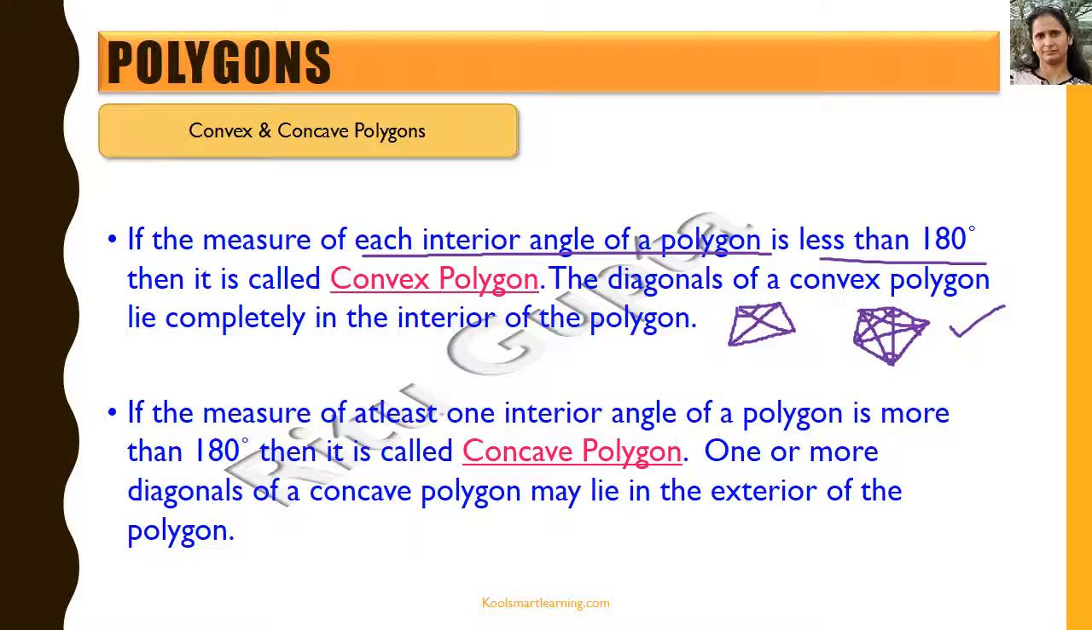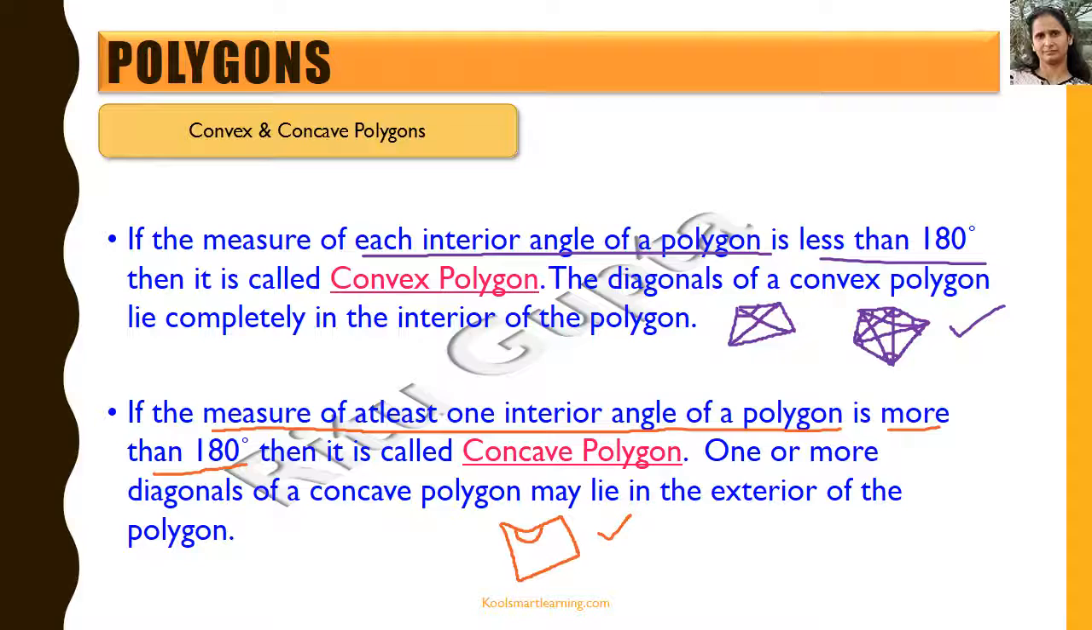But if the measure of at least one interior angle of a polygon is more than 180 degrees, those kinds of polygons are called concave polygons. Say for example, we draw a polygon of this type. Now this is again a 5-sided polygon, but here if we see, this angle is more than 180 degrees. So this polygon is called a concave polygon.